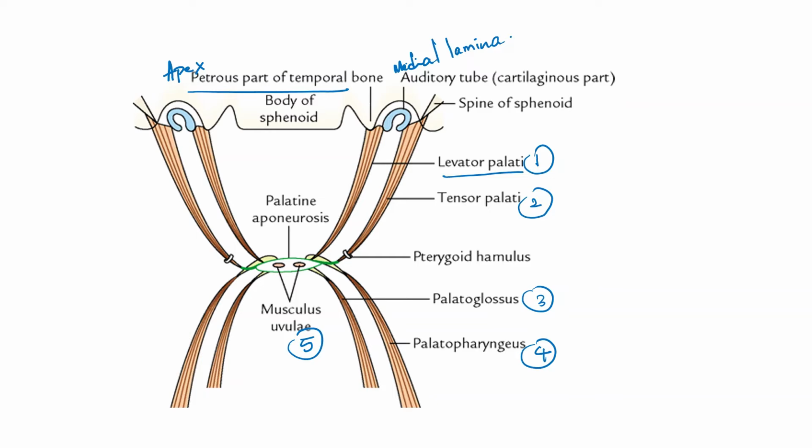Along with these 2 attachments, a few fibers of the levator palatini also take their origin from the carotid sheath. So this is about the origin. The origin of the levator palatini muscle is, number one, from the apex of the petrous temporal, then the medial lamina of the cartilaginous part of the auditory tube, and also fibers take origin from the carotid sheath as well.